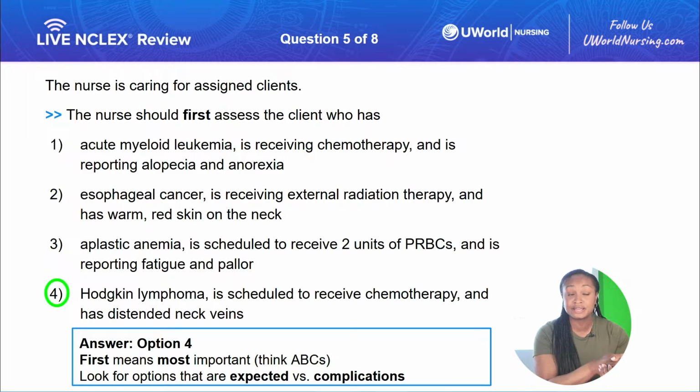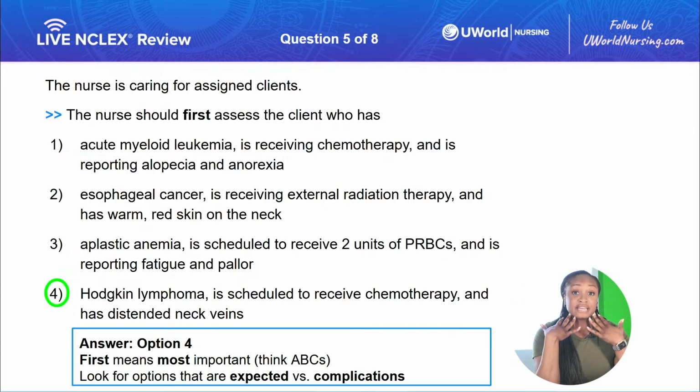Options 1, 2, and 3, these are expected findings with these disease processes. A client with leukemia might be reporting alopecia and anorexia, as that chemotherapy can wreak havoc on their system and immunosuppress a lot of it. So they start losing their hair, they start losing a lot of weight. So that is unfortunately an expected finding. Esophageal cancer receiving radiation therapy has warm red skin on the neck.